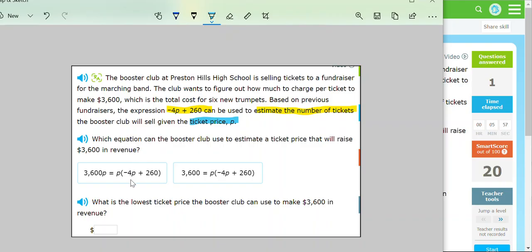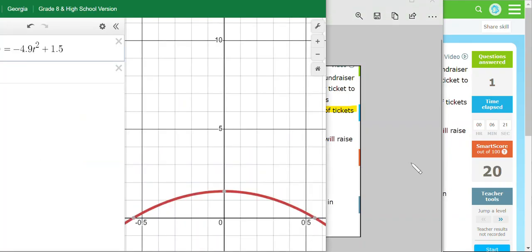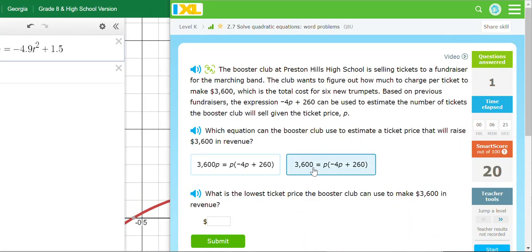Clear? So which equation can the Booster Club use to estimate the ticket price? So you multiply them to get the total price. The total price is going to be 3,600, not 3,600p. Are we clear? All right, the ones that are listening, excellent. Here we go. I have to click somewhere else. Lost it. Here we go. It has to be this one, $3,600. You don't need to multiply by P. It doesn't make any sense. Lowest ticket price to make $3,600.